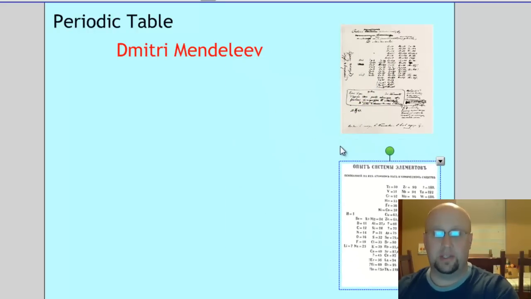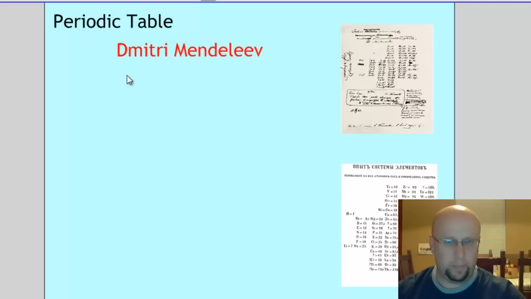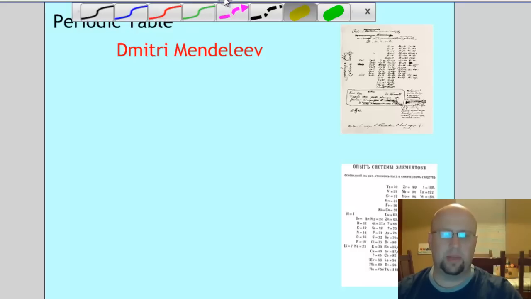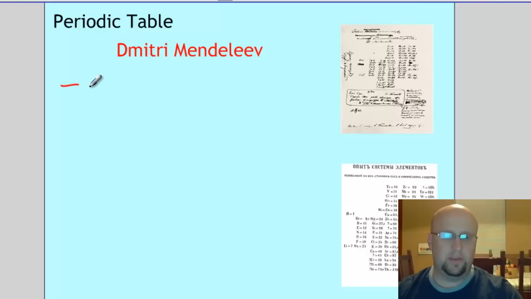So he gets the main credit. There's another guy named Meyer that comes up with the periodic table about the same time as Mendeleev, but Mendeleev basically gets pretty much all the credit for it in most cases. So what are the big points about Mendeleev's? Okay, so Mendeleev's table is arranged according to mass.